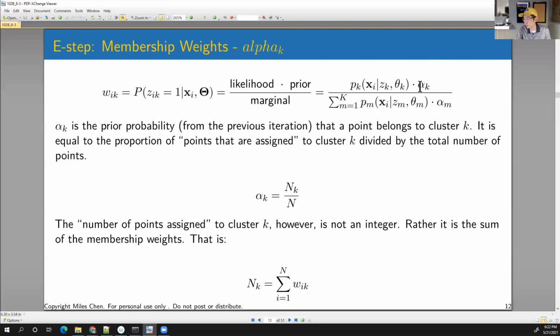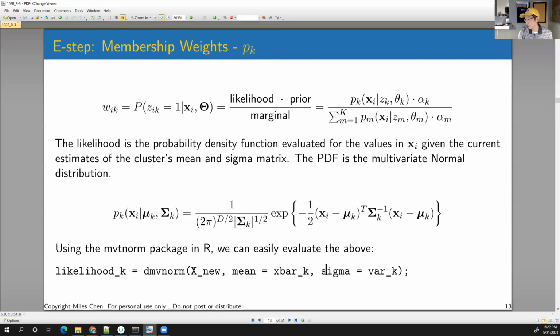So that's the membership weights, getting this prior, the value over here. Okay, it's the prior probability, based on the previous iteration, that a point belongs to cluster K. And it's the proportion of points assigned to cluster K, whereas the number of points assigned to cluster K is not really the number of points, it's some non-integer sum of weights. Okay. So that's going to give us our membership weights, right?